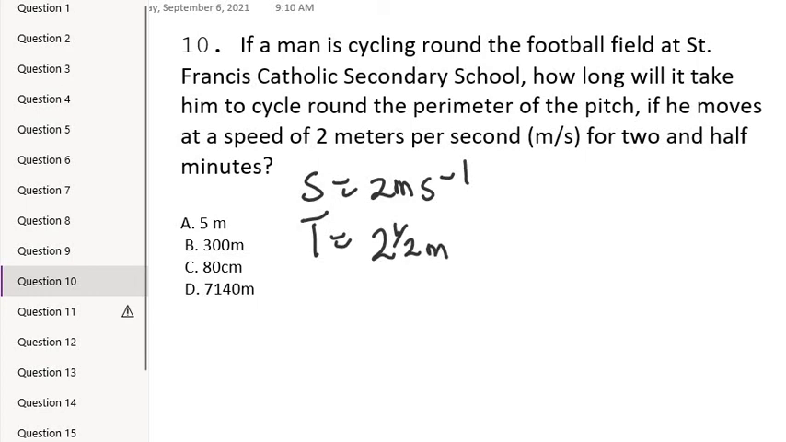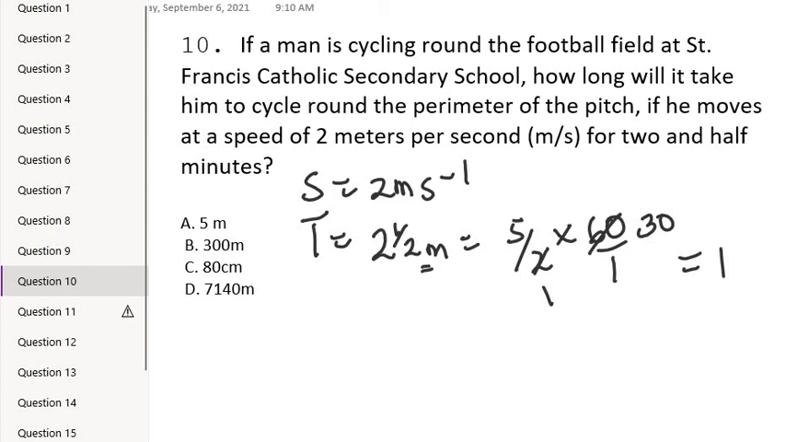But I said you should always pay attention to the unit, since the speed is meter per second. We need to convert this time to seconds as well. To do that, let's convert this to an improper fraction. 2 times 2 is 4 plus 1, 5 over 2. To change to seconds, we have to multiply by 60. So you multiply this by 60 over 1. 2 here 1, 2 here 30. 5 times 30 will give me 150.